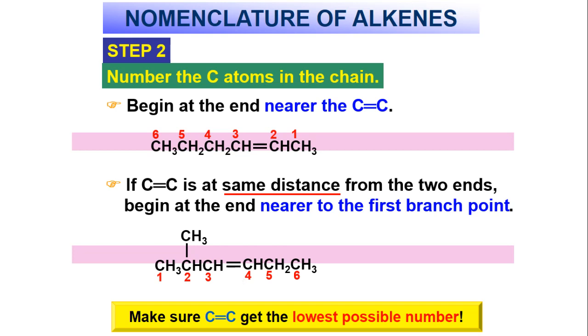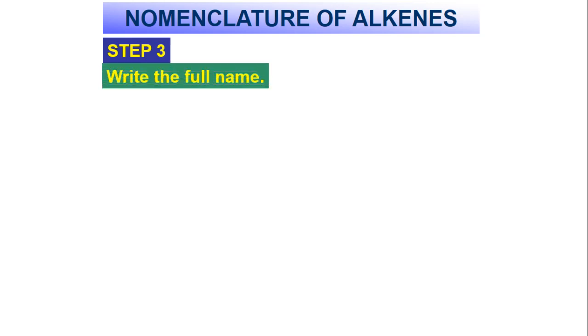Okay, we move on. Remember, the first step was identifying the parent chain and naming it. Then the second step is numbering the C atoms in the chain. Let's quickly move on and look at what's next. The next one is step 3. In step 3, what you need to consider is to write the full name.